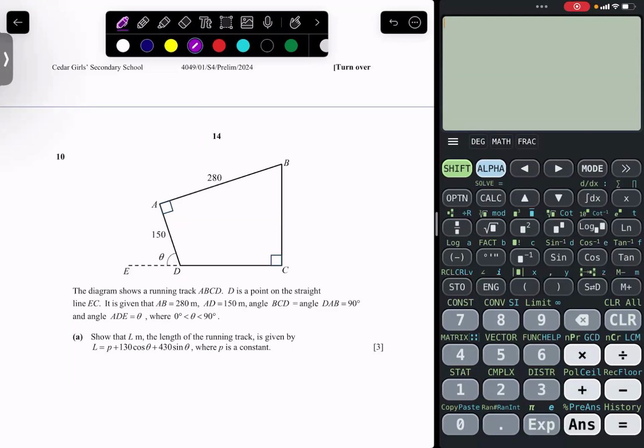The diagram shows a running track ABCD. D is a point on the straight line EC. It's given that AB equals 280, AD equals 150. Angle BCD equals angle DAB equals 90 degrees. Angle ADE equals theta, where theta is less than 90 and more than 0. Show that the length of the running track is given by the formula, where P is a constant.